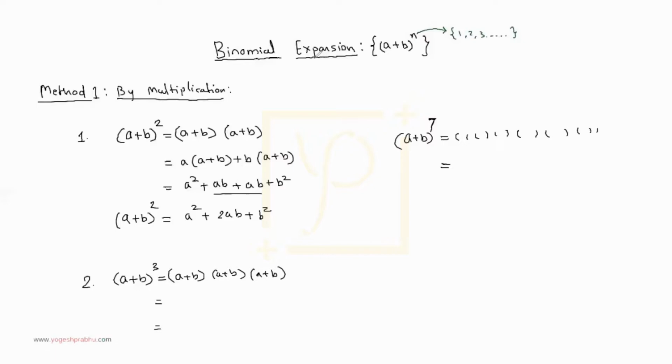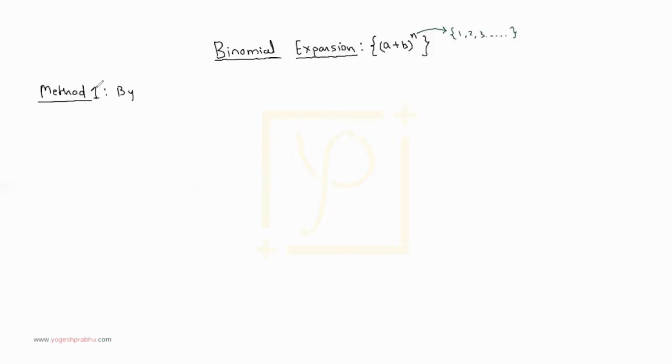We'll come to that, but before we go to the third, the binomial expansion method, there is one more method. I don't know if you've heard of this. That method is called the Pascal Triangle. So we're going to go to that now. Method 2 is called Pascal's Triangle, and it is quite an interesting method.